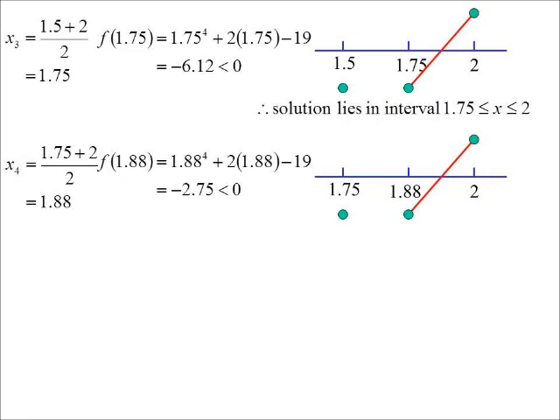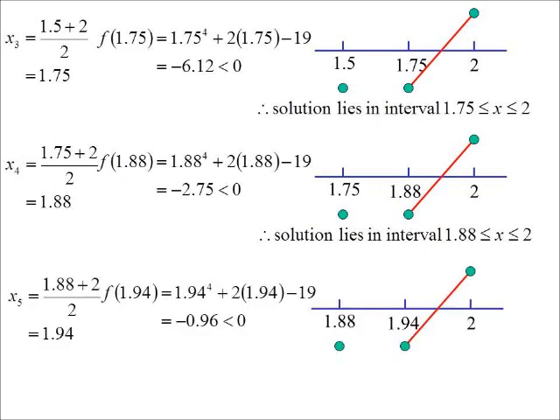So I only want the answer to 2 decimal places. So 1.88. Negative 2.75, all right. So we've now trapped it between 1.88 and 2. Let's do it again. 1.94. It's negative. I now know it's in between 1.94 and 2.